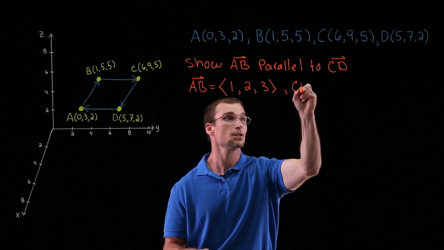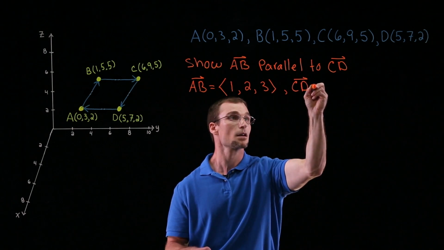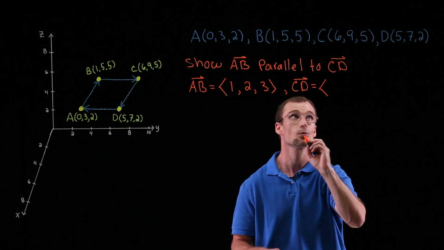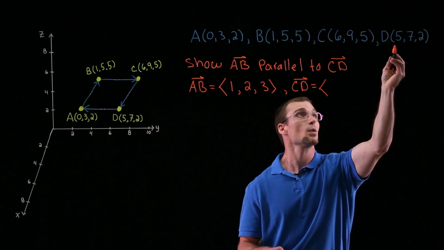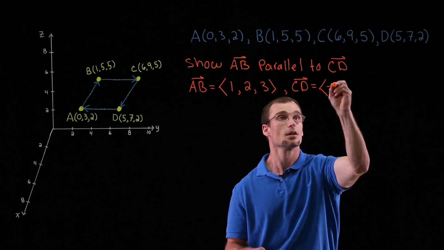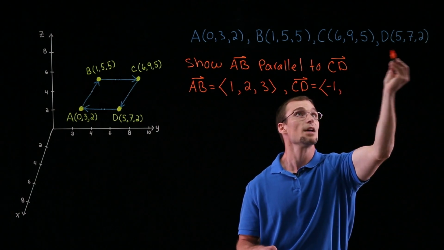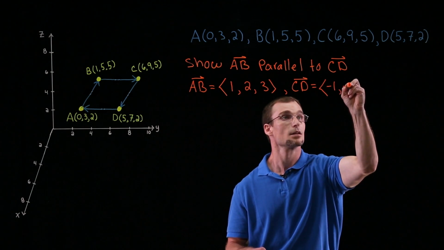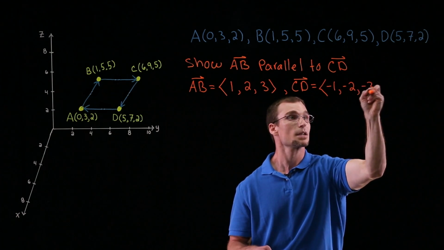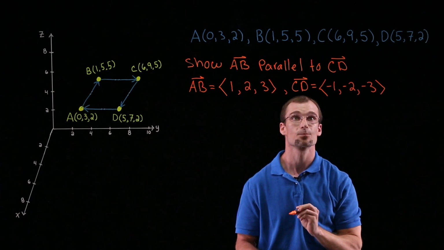And finding the vector from C to D, well, same thing. D is our terminal point, C is our initial point. So taking the first component in D, 5 minus 6, gives us negative 1. 7 minus 9 gives us negative 2. And 2 minus 5 gives us negative 3.